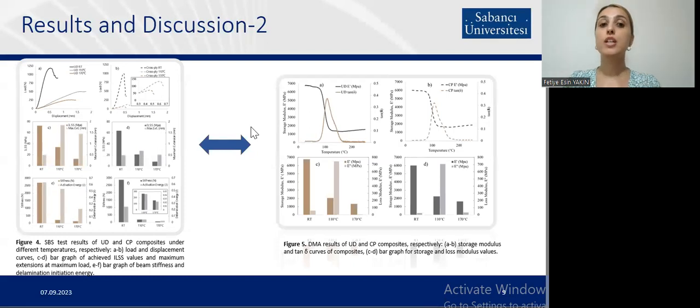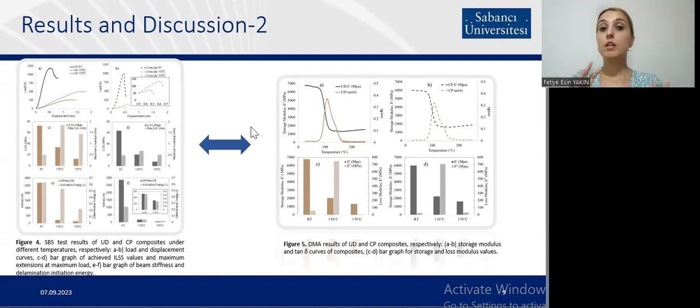When we look at the delamination activation energies, the UD delamination energy decreases gradually. However, the cross-ply delamination activation energy decreases dramatically. When we look at the dynamic mechanical analysis results, we can see that the unidirectional storage modulus value is higher than the cross-ply. However, at 110 and 170 degrees, the cross-ply storage modulus is higher than the unidirectional. This is not acceptable behavior, by the way.